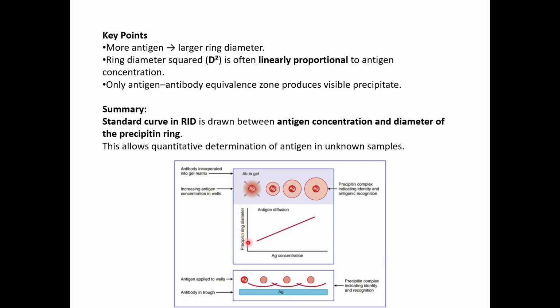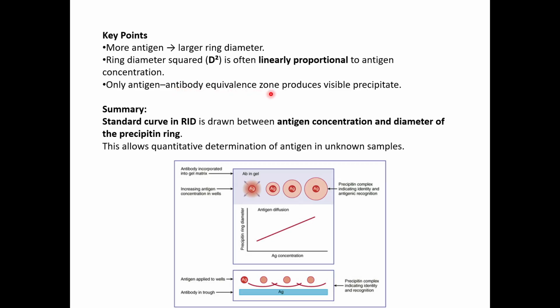So you can see here, this is the standard graph that we usually plot, with known antigen concentrations on the x-axis and precipitin ring diameter on the y-axis. You can see it is linear. As the antigen concentration increases, the precipitin ring diameter also increases. This has a particular threshold after which it might reach saturation, so the linearity is taken only in that region. So more antigen, larger the diameter. Ring diameter squared is often linearly proportional to the antigen concentration.